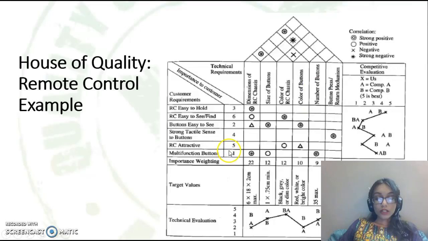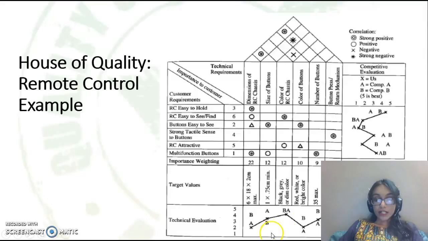Coming back to the correlation matrix between the technical requirements used to meet the customer requirements, we multiply the importance of each customer need with the relationship value, and here we come across the importance of each technical attribute in meeting the customer needs and wants.